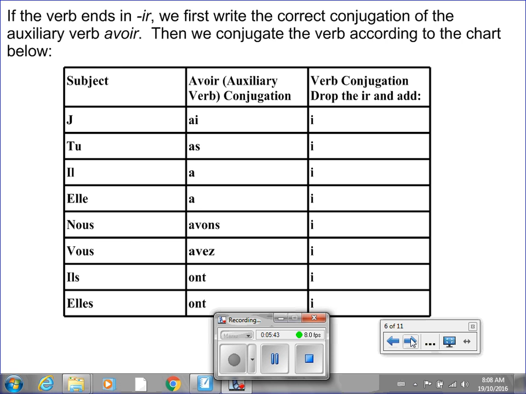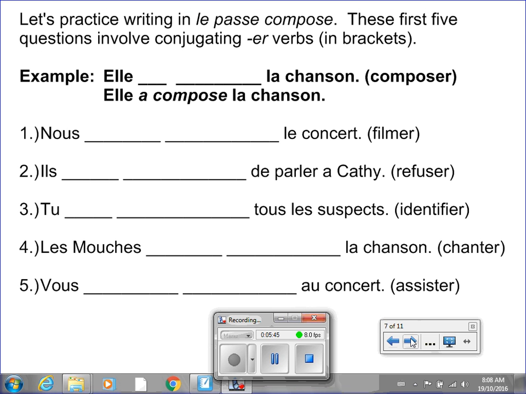All right, I think it's time for us to get into some activities. So let's practice writing in le passé composé. These first 5 questions involve conjugating er verbs in brackets. So for example, Elle, two blanks, la chanson. She blank, blank, the song. Composé, wrote, or to write. So we want to change that from she writes the song into she wrote the song.